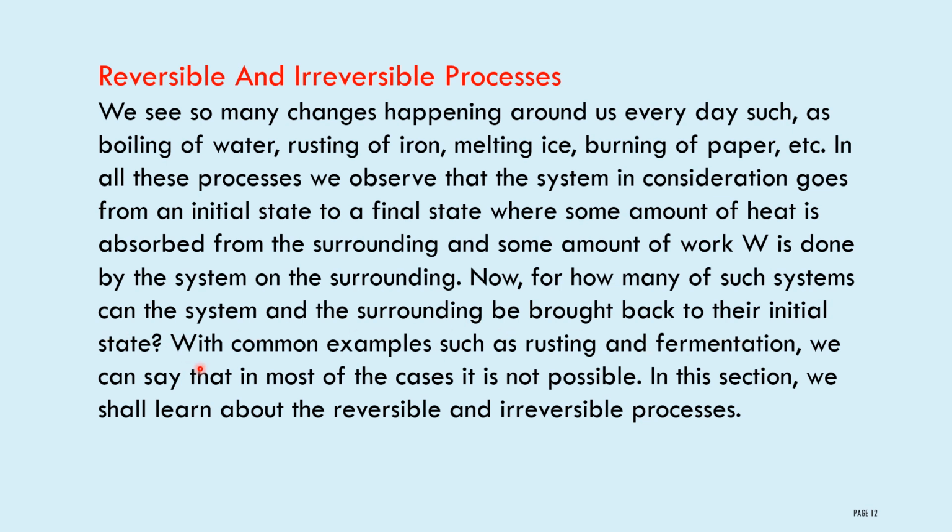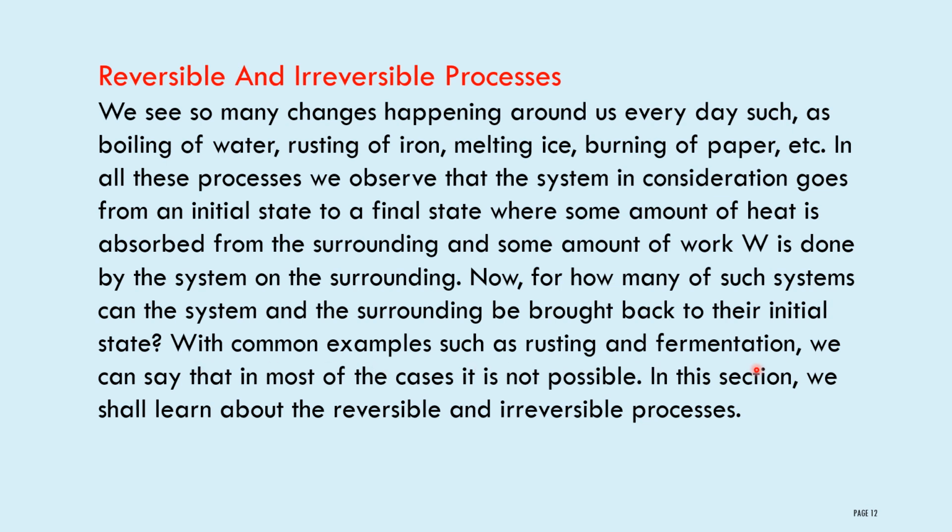Now, for many such systems, can the system and the surroundings be brought back to their initial state? That we call a reversible change. In the case of a reversible change, the system absorbs some amount of heat from the surroundings and does some amount of work on the surroundings. Then the process can be reversible. Reversible means you get back to the original state.